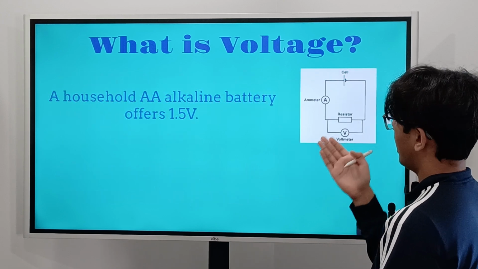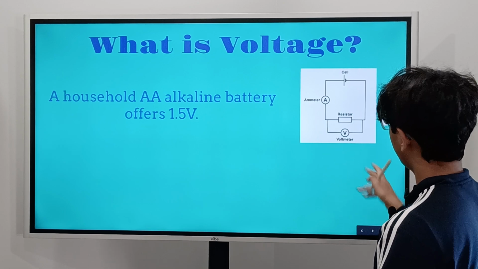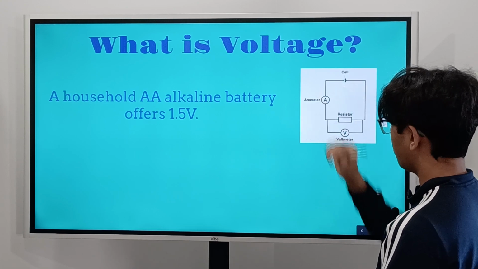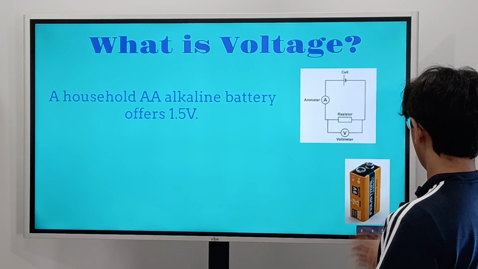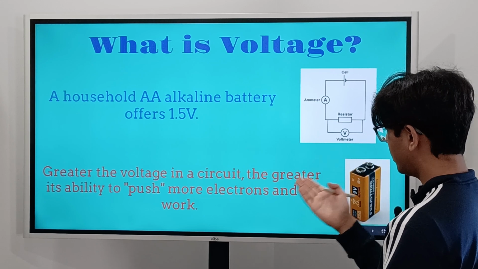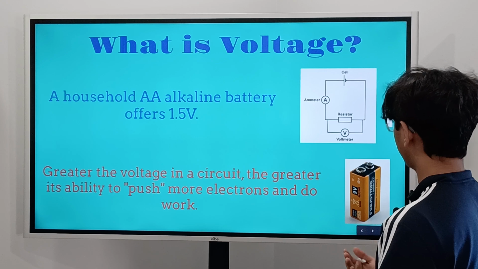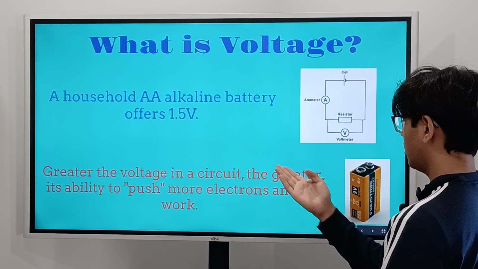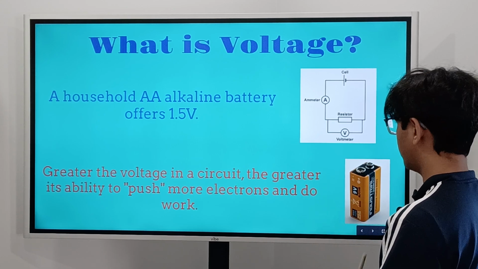Furthermore, a household AA alkaline battery offers 1.5 volts. As we saw in this diagram, this battery might be applying 1.5 volts. Some batteries, such as this one, might have 9 volts. Other batteries might even have more. So the greater the voltage in a circuit, the greater its ability to push more electrons and to do work. So the bigger the battery you have, the more volts you have, the greater the voltage is, and the more ability you have to push electrons to do work.